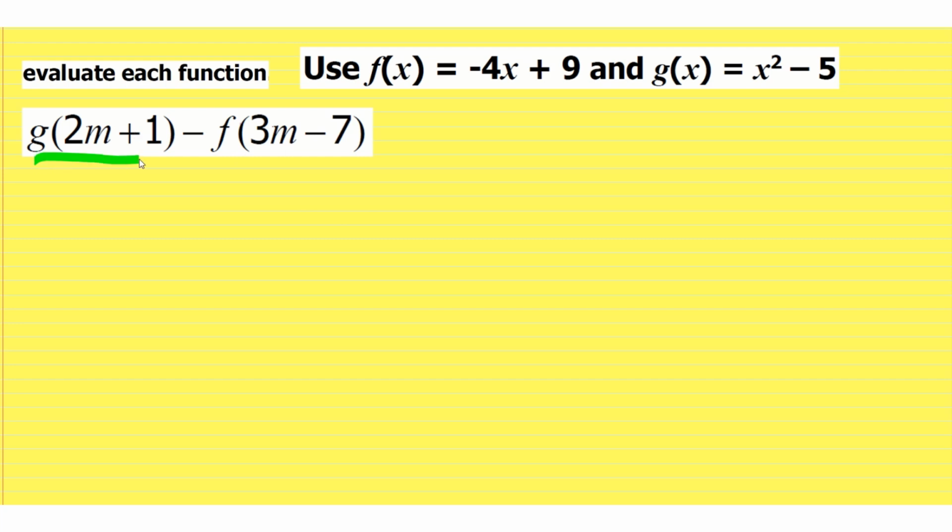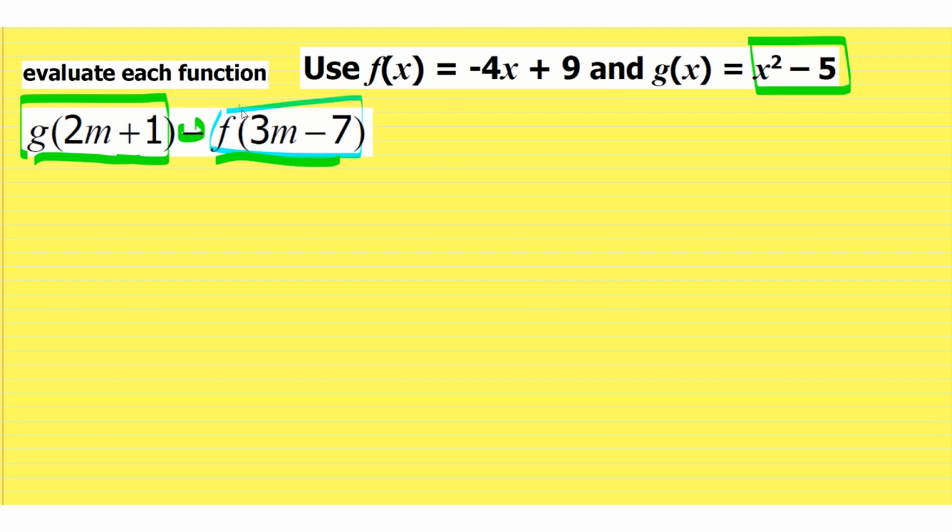We've got g of an expression minus f of an expression. So for this g function, we will be using the g function. There's the g function. And for the f function, there's the f function, we will use the f function. Okay, so let's write all this out right quick.